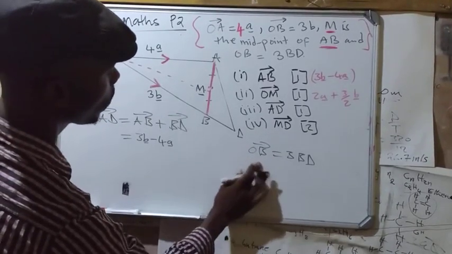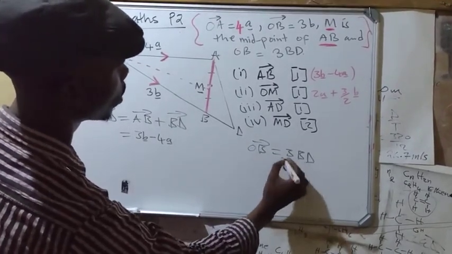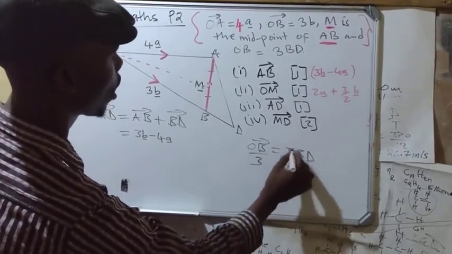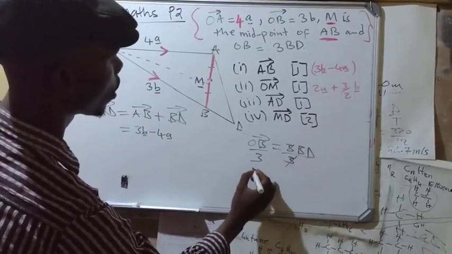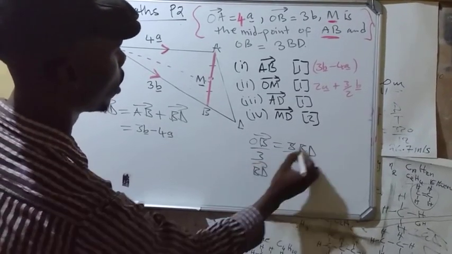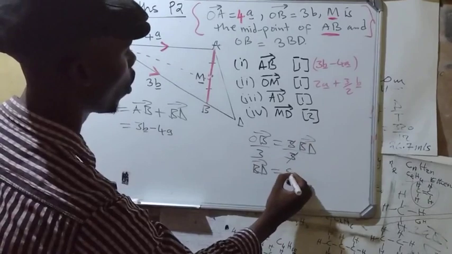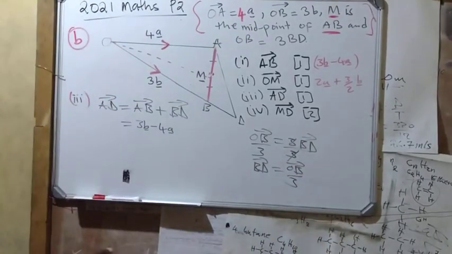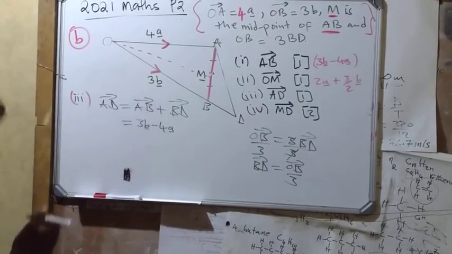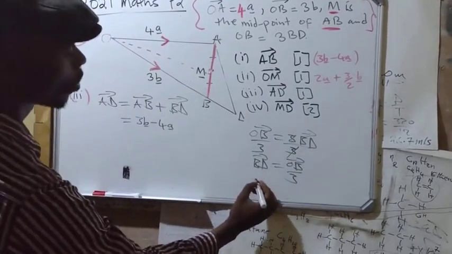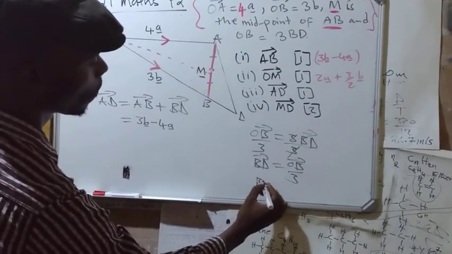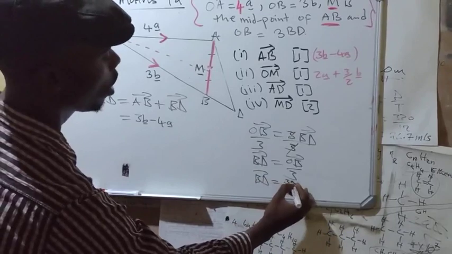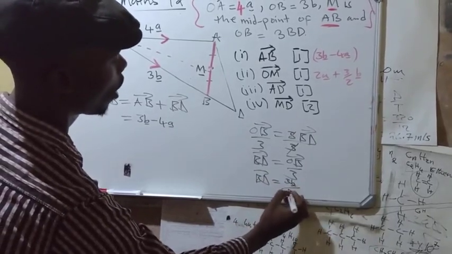Okay, even before that, let's just make BD subject of the formula. So there we'll say over 3, even there over 3. So there they are cancelled. So now this side will remain with BD. BD is equal to OB over 3. Then what is OB? We are told that it is 3b. So now they will say BD is equal to 3b over 3.